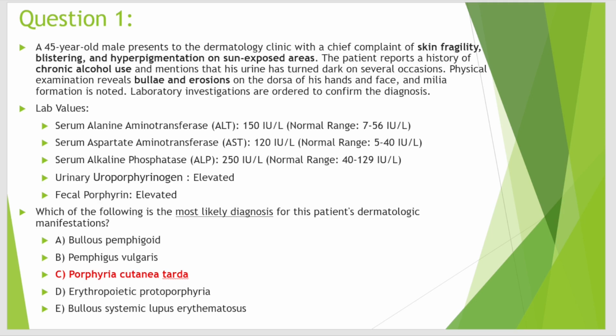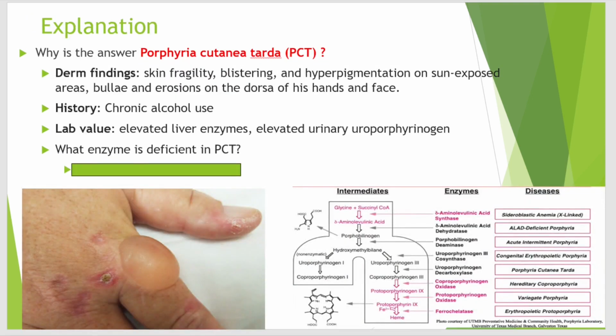The highlighted things are the important things to note. So with PCT, you see your skin fragility, your blistering, your hyperpigmentation, bullae and erosions, typically in sun-exposed areas. Dorsal hands are the most classic area. Chronic alcohol abuse can help you. Hemochromatosis can help clue you in as well. You can see elevated liver enzymes, and elevated urinary uroporphyrinogen can help you out.